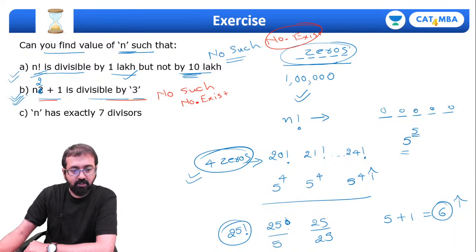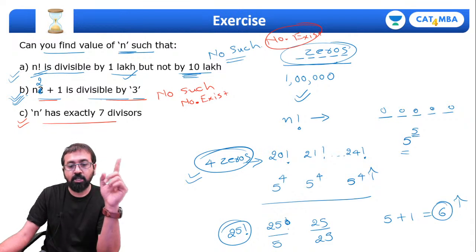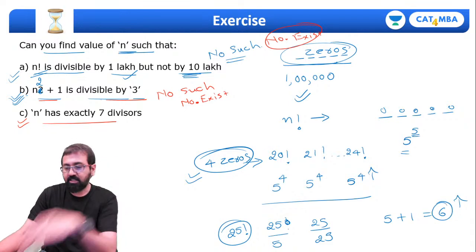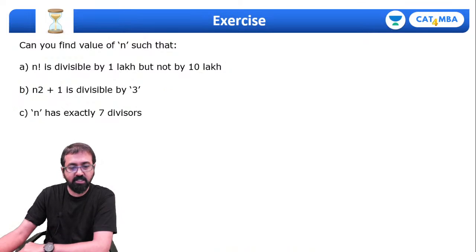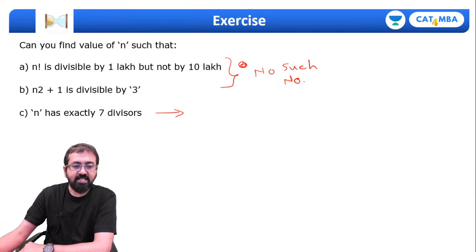So now this third question: n has exactly 7 divisors. So which is that number where n has exactly 7 divisors? Now you remember that formula to find out the number of divisors, everyone? Let's look at that once again. So no such number for both of these. Now, n has exactly 7 divisors.